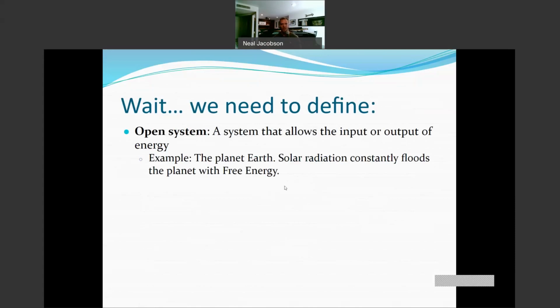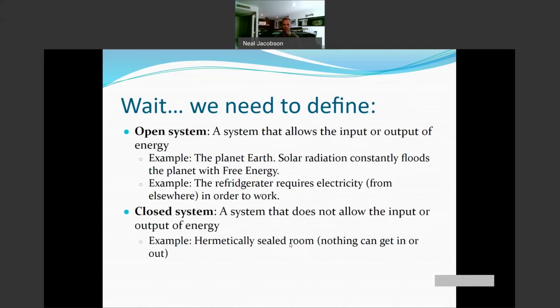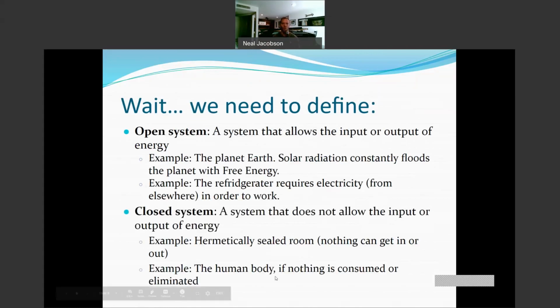Okay. Another example: the refrigerator requires electricity from outside in order to do work to keep the food cold. In order to run the compressor and stuff, it requires energy. Okay, closed system, we already described that. A hermetically sealed room, where nothing can get in or out, or a human body, as long as you're not eating anything or eliminating waste. Okay. Obviously the universe itself.